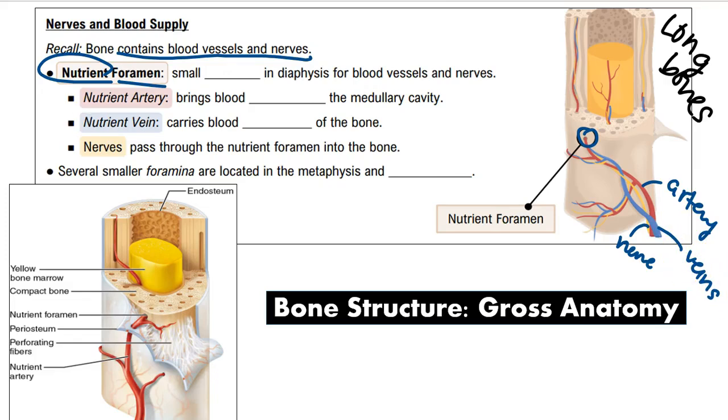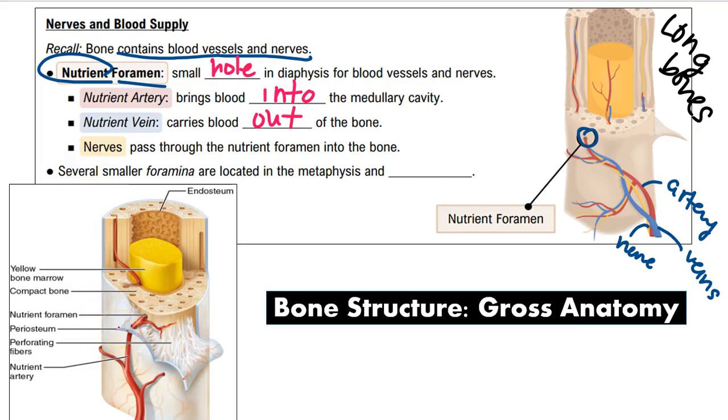Okay? So if you're thinking about this, you just say it's a small hole at this point. It's going to be in the diaphysis for blood vessels and nerves. You have the nutrient arteries that are going to bring blood into the medullary cavity, and nutrient veins that carry blood out of the bone. And then of course you have nerves that pass through.